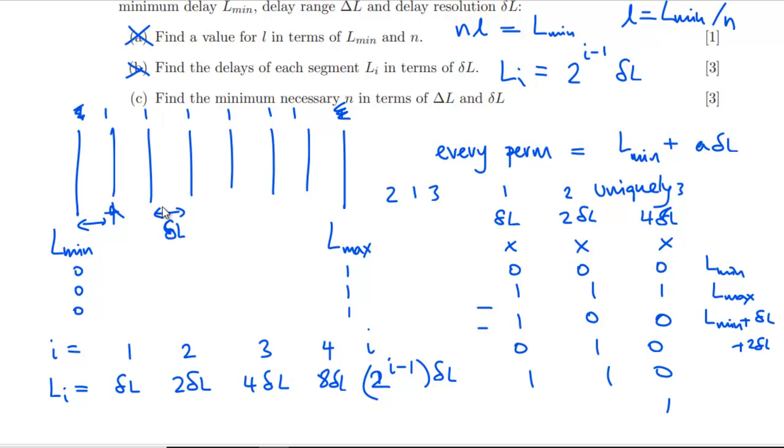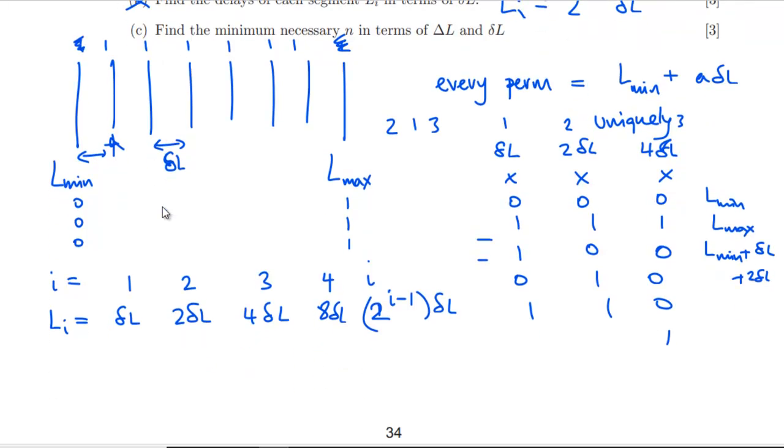It doesn't matter. Find the minimum necessary N. I'm not sure what that is in terms of delta L and DL, big delta L and little delta L. Right, so big delta L is our difference between L min and L max, which is the sum of all of these Li, going up to N. So I equals 1 to N.